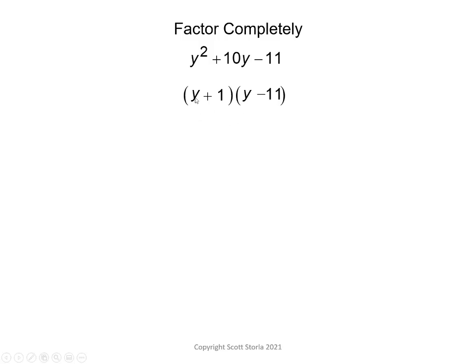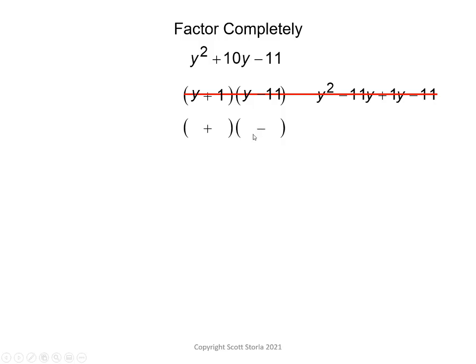To check my work, I'm going to multiply. I'll get y squared minus 11y plus y minus 11. And when I combine my two first degree terms, I can see that I'll get a negative 10, not a positive 10. So this guess isn't going to work. I do see, though, that I'm very close. Instead of a negative 10, I needed a positive 10. So I'm going to start again.